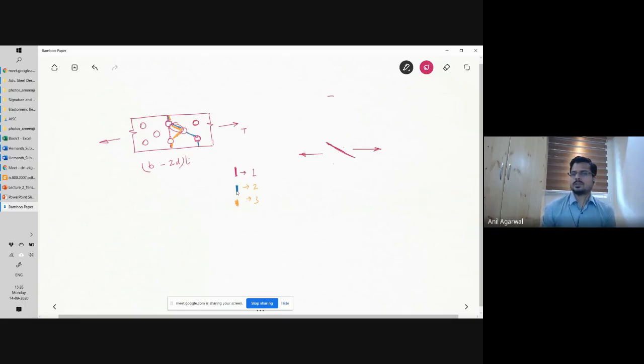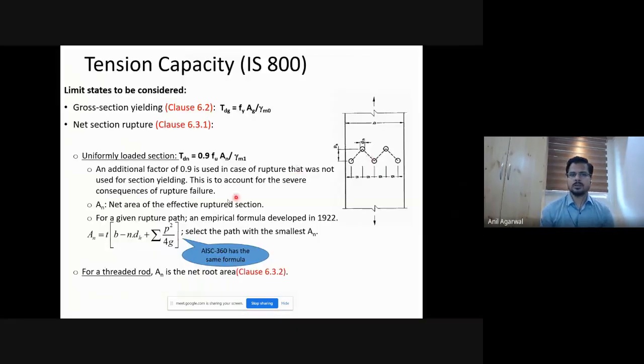Either you can go on first principles and try to derive the von Mises stress and see at what point the rupture will take place. But in the 1920s, some empirical equations were developed instead of following first principles. The failure theories themselves are not derived from first principles. But these expressions, which were developed in the 1920s, and even the American code uses the same equations, allow you to calculate the net cross section for a given rupture path.